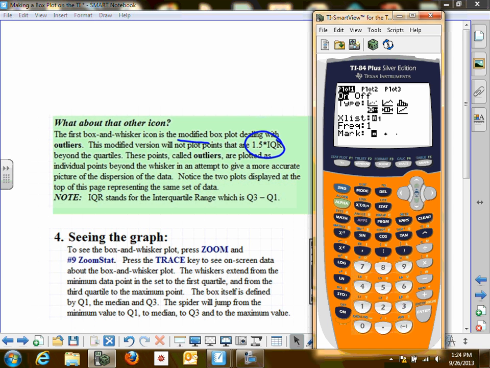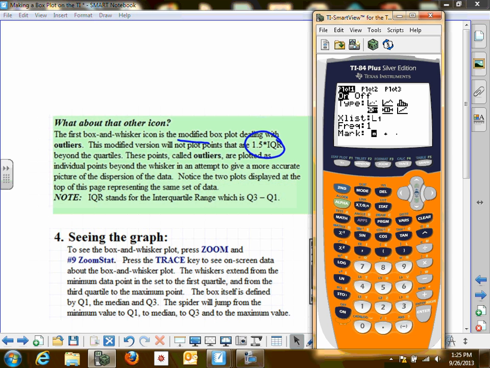Then the XList you are using is L1. If you had your data in a different list, like L2, here's how you go to another list. You press second and then the number. So if I had my data in L2, then I would go second and then number 2. There it is, L2. Let's say I have my data in L5, there it is. So we use lots of data in lots of lists. Let me go back to put the L1 in there. The frequency is used if you have large sets of data sometimes. I'll talk to you about that later.